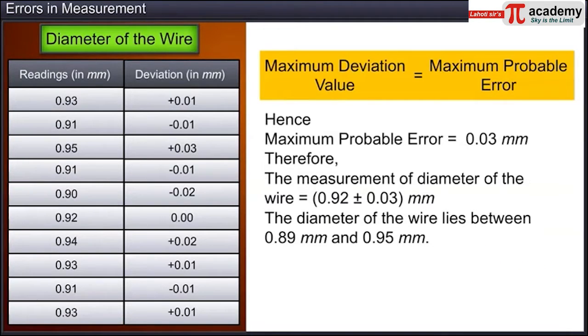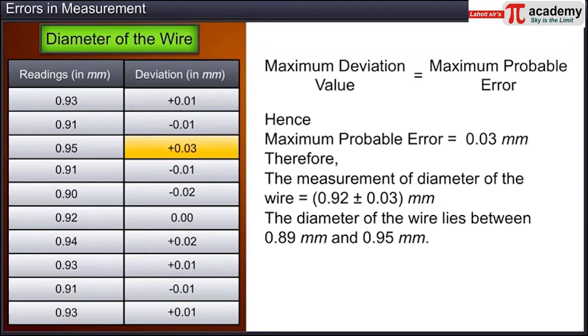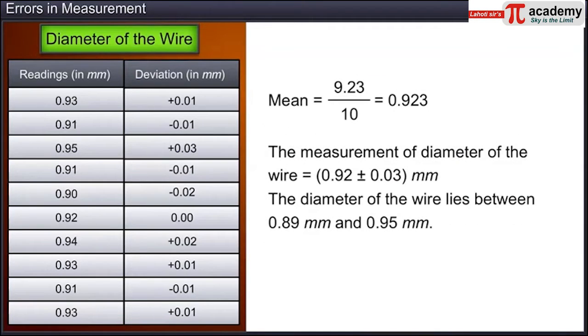The maximum deviation in the deviation column is considered the maximum probable error. In this case, it is 0.03 millimeters. Note that we have considered only the magnitude. Hence, the measurement of the diameter of the wire is 0.92 plus minus 0.03 millimeters. Therefore, the diameter of the wire is between 0.89 millimeters and 0.95 millimeters.